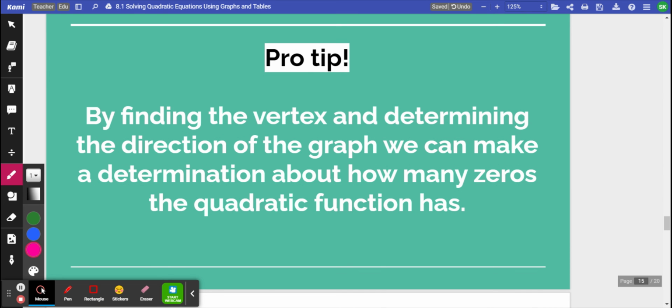Remember, when you find the vertex and determine the direction of your graph, you can figure out how many zeros a quadratic function has. And that information will really help you when you make graphs or tables to be able to solve your quadratic equations.